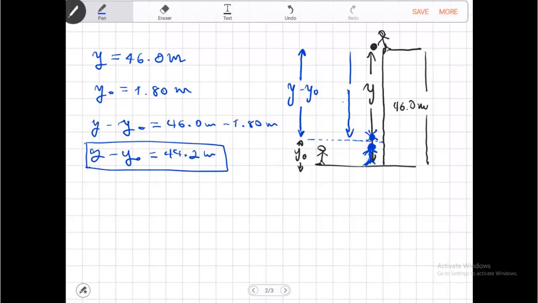We can use a formula from free fall motion to study this problem. The formula is this: y minus y0 equals v0 multiplied by the time, plus 1/2 of the gravity multiplied by the time squared. Okay.